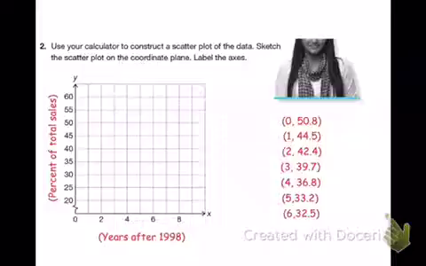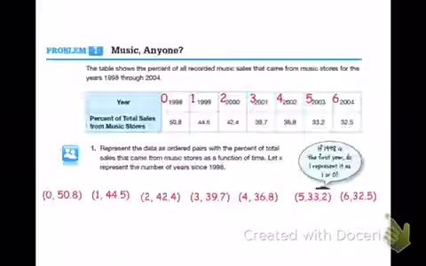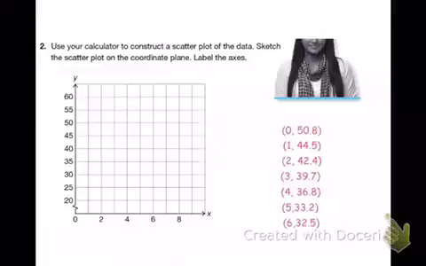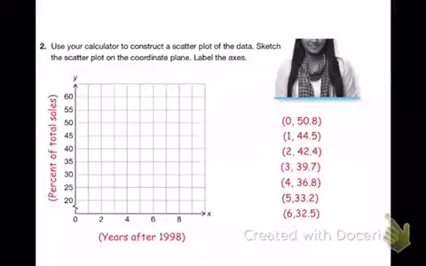Let's label our axis like we should always label our axis. Again, where I got these from is from the previous slide, from the table. The first one, X, independent. Second one, Y, dependent. So year or time and percent of sales. And we want to make sure we're clear that the years are after 1998. So let's go ahead and graph it. 50.8 is right there. At 1, we're going to go up about 44.5. I would say pause this, graph them, and then just double check your work.